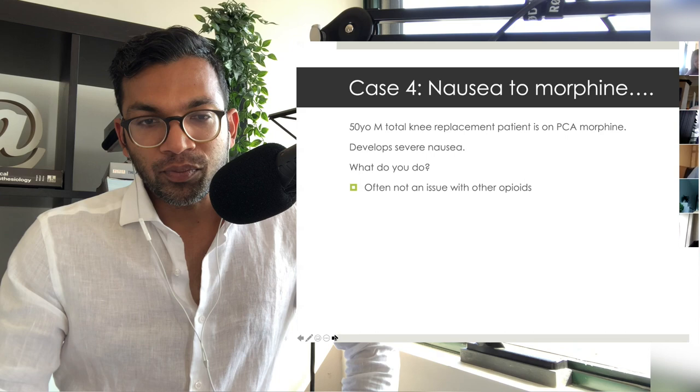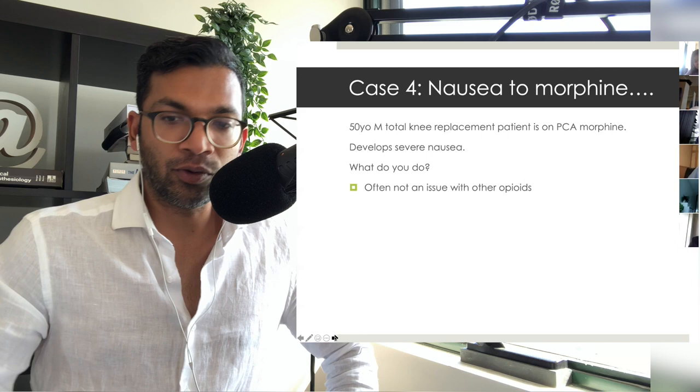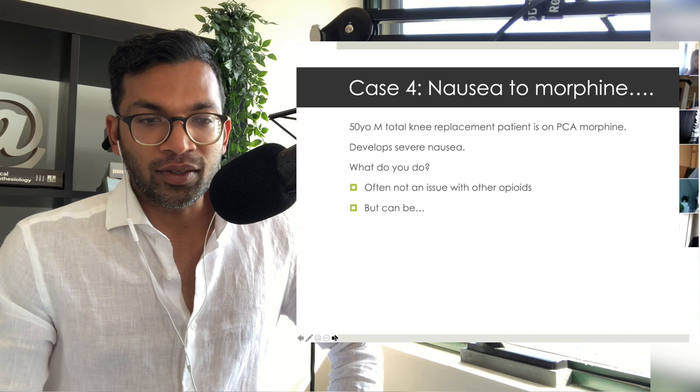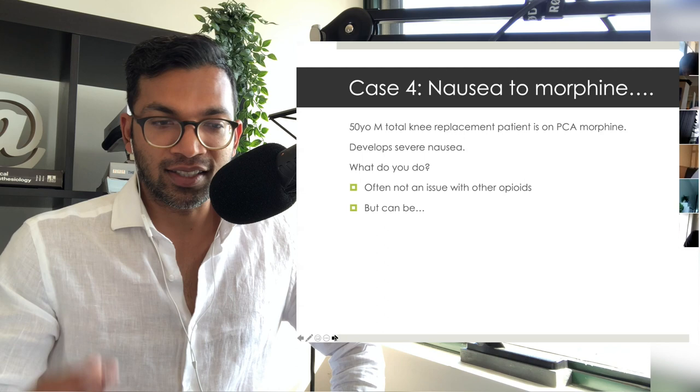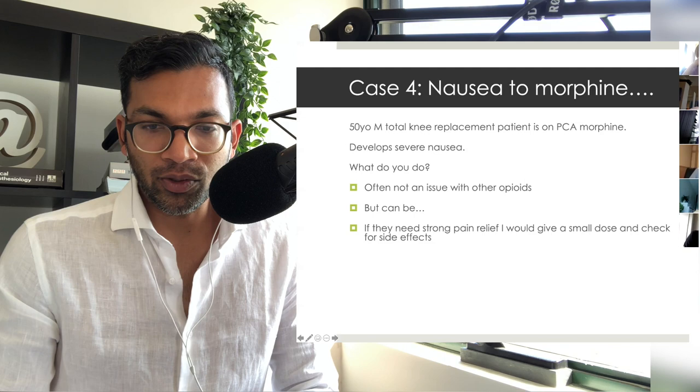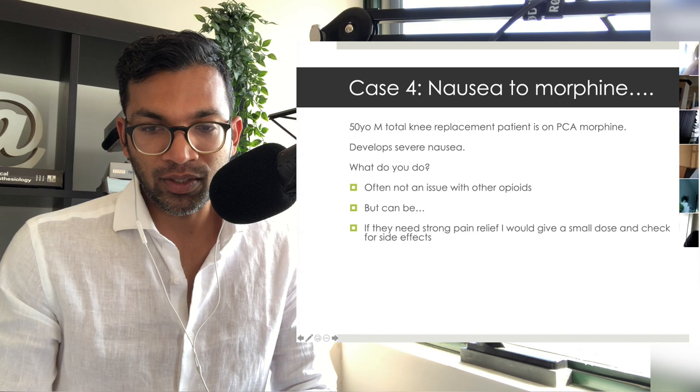So here's the thing. If a patient has nausea to one drug, it doesn't necessarily mean that all the classes of drugs will still cause nausea to this patient. So it might cause nausea to give fentanyl or oxycodone, but it might not. It's not that certain. So if they need strong pain relief, I would start with a small dose of something else, check for side effects, check for nausea, and then start them on another regime. Just know that there's variable cross-reactivity with that.